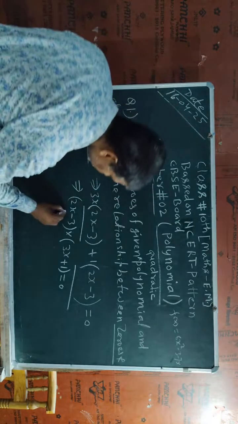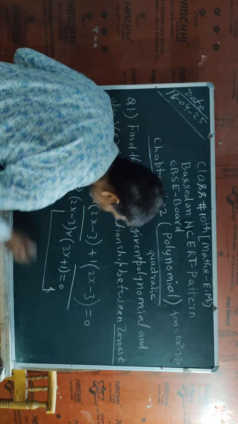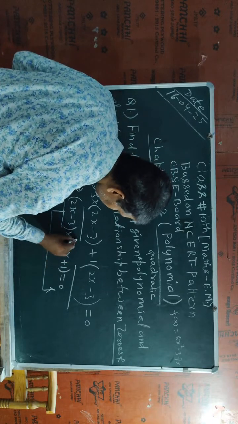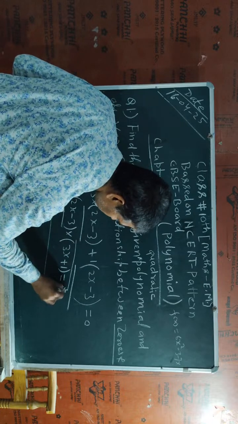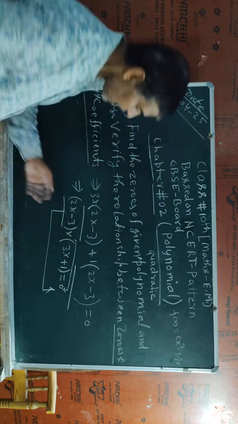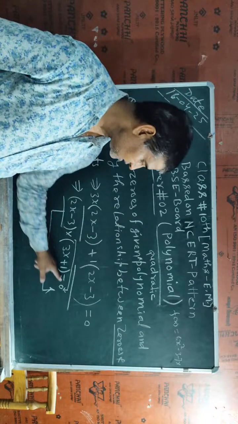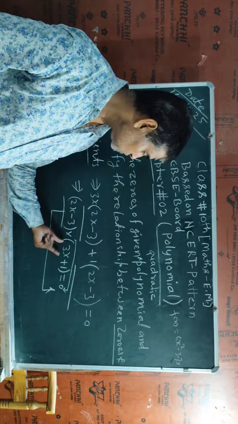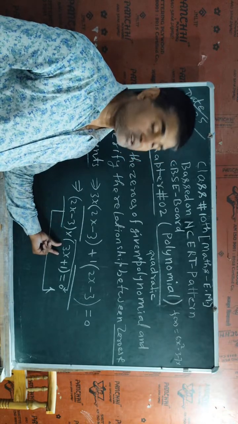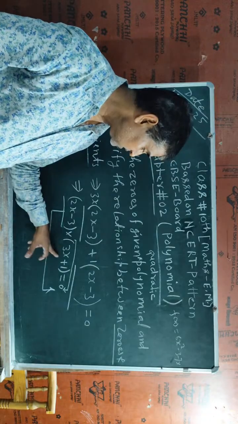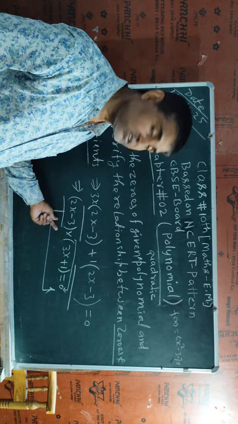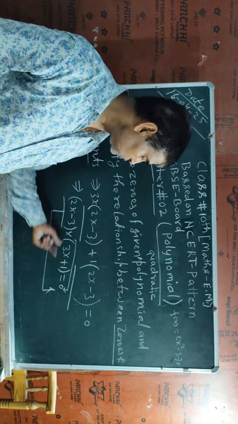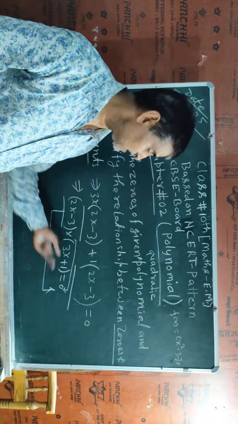It means that this term can be 0, or this term can be 0. Either this term can be 0 or this term can be 0. Okay, students, so if this term is 0, then the multiplication of this term and this term will also be 0. If this term is 0 and this term is not 0, the multiplication of both terms will be 0. If both terms are 0, the multiplication of 0 into 0 will become 0.